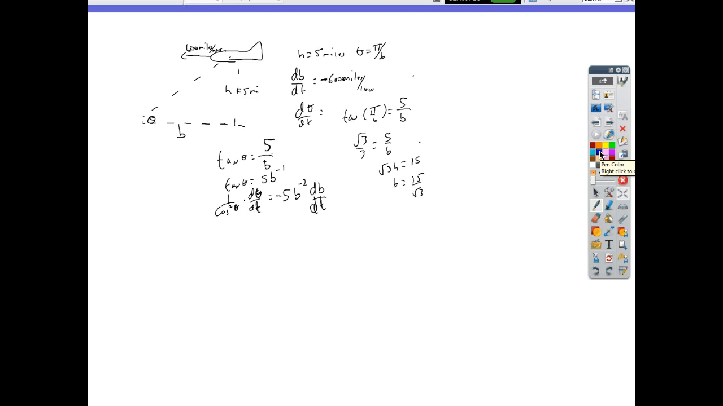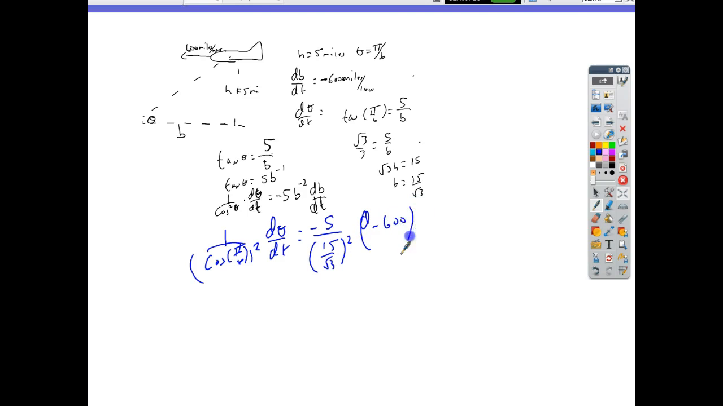Okay, so this becomes 1 over cosine of pi over 6, that whole thing squared, d theta dt is equal to negative 5 over 15 over root 3 squared, dB dt, which is negative 600. I have everything I need to solve it. It's just going to be a headache.